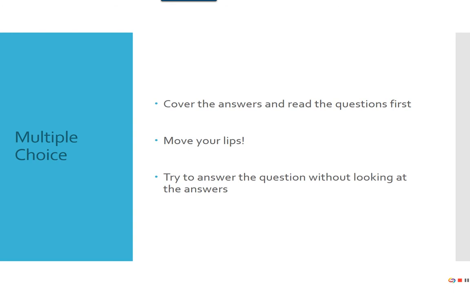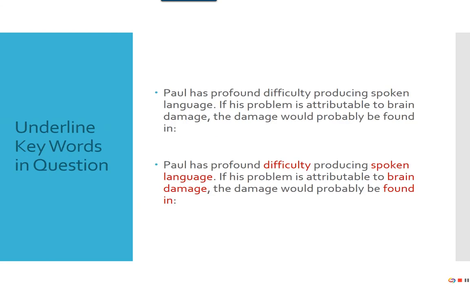Finally, look at the stem and try and jot down any possible answers that come into your mind before you actually look at the possible choices. Another good strategy is to underline key words in the question. This will help you focus on the really important information that will lead you to the correct answer.